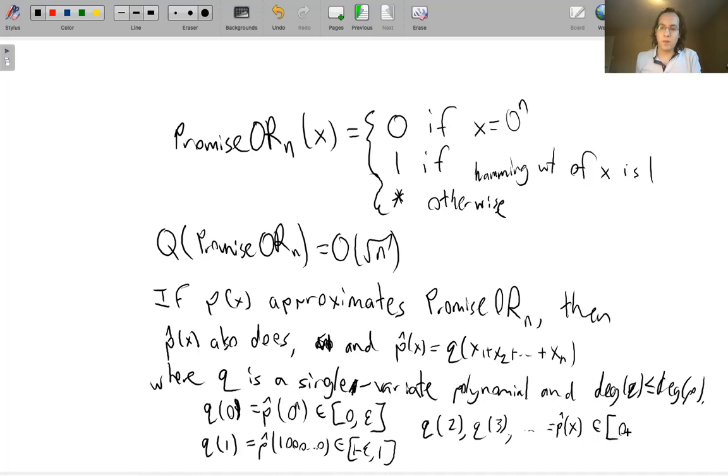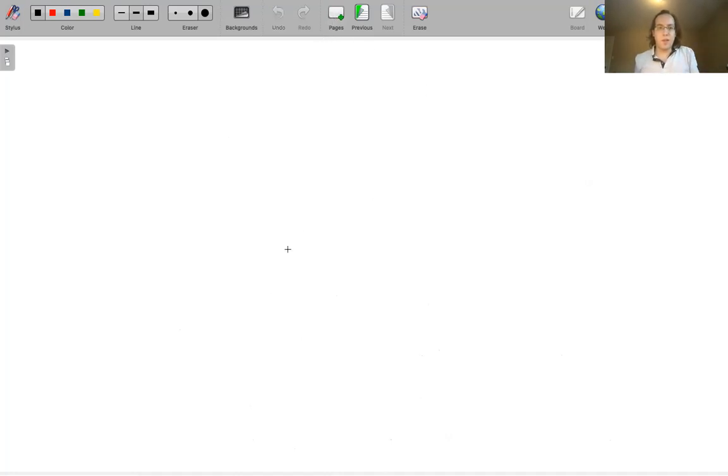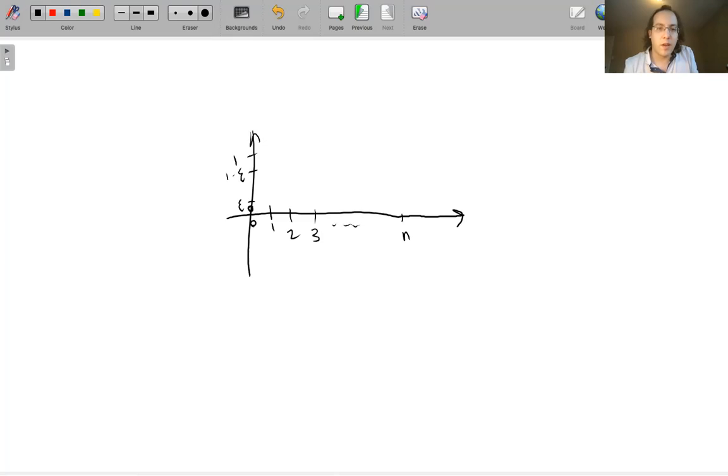All we know about that is that it's between 0 and 1. So we know that these values are all between 0 and 1. If we plot the graph of q again, let's put epsilon here, 1 minus epsilon, and 1. So we know that we're going to be between 0 and epsilon at the beginning. Then we'll be between 1 minus epsilon and 1 at 1.